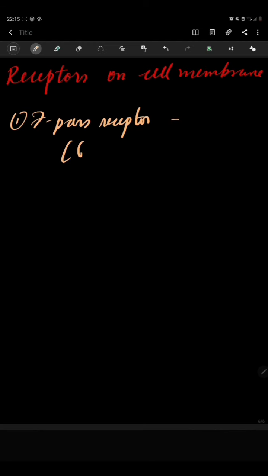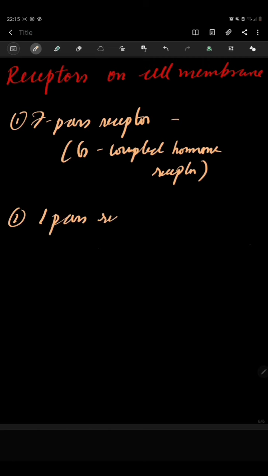Now let me give an outline about the receptors on the cell membrane. There are three types of receptors on the cell membrane. First one is 7-pass receptor. That is the G-coupled hormone receptor. And the second one is 1-pass receptor.